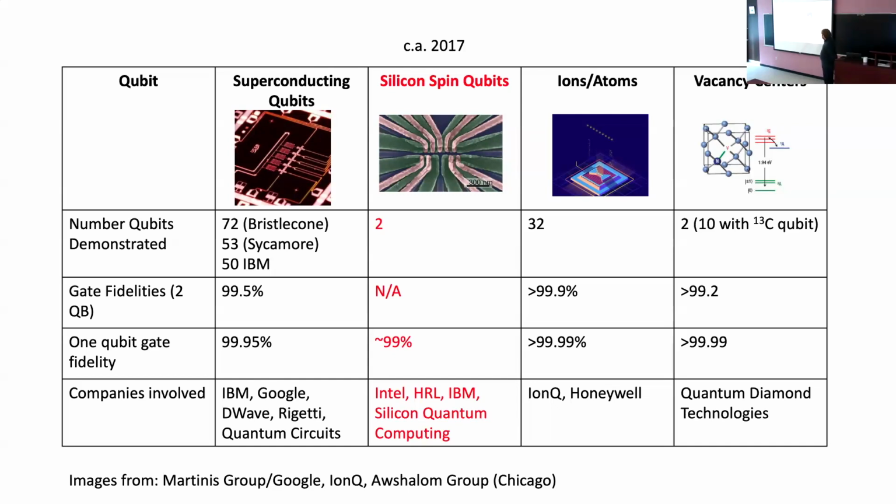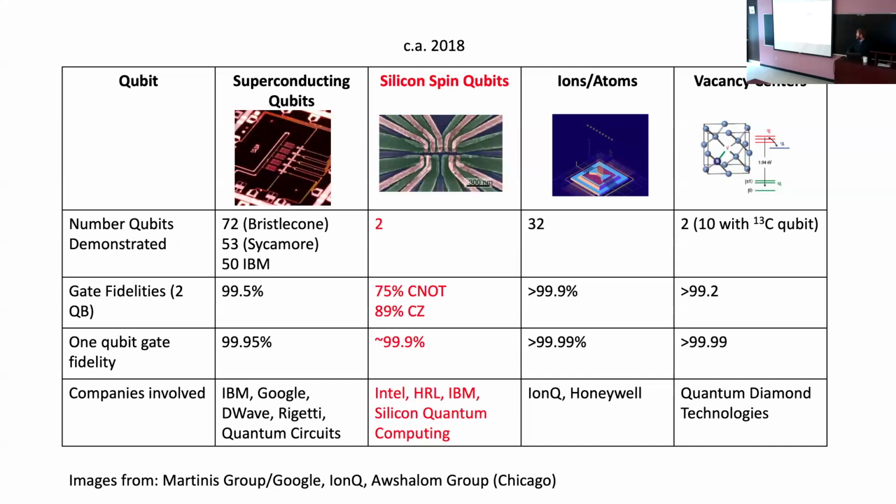But back in 2017, the number of qubits that we demonstrated was only 2, in the system, at least in silicon, with the graphically defined quantum dots. We had no 2-qubit gates. Our 1-qubit gate fidelities were 99%. We want those to be as close to 100 as we can. So compared to all other technologies, we weren't looking great. But of course, we've made a lot of progress.